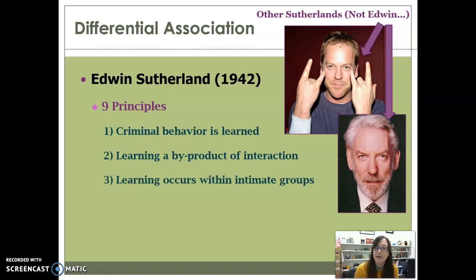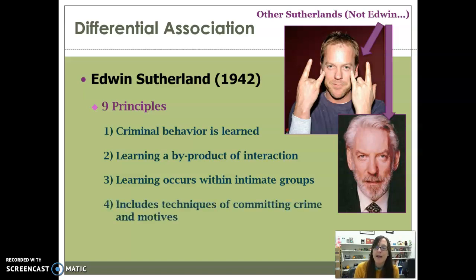The third principle is that learning happens within intimate groups, because these are the people who have the most influence in our lives. Being part of some large group that's trying to tell us something that we have no connection to is not going to affect us the same way as people who actually influence our lives and who matter to us.